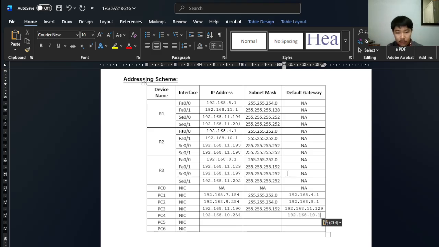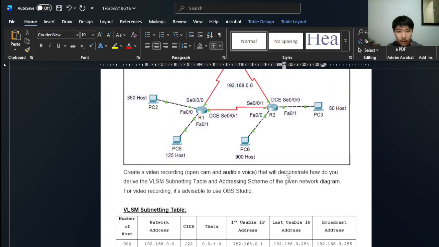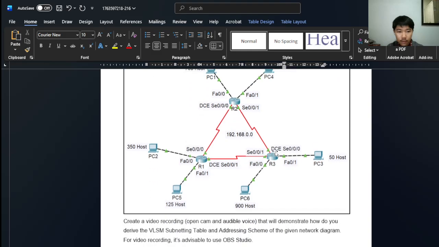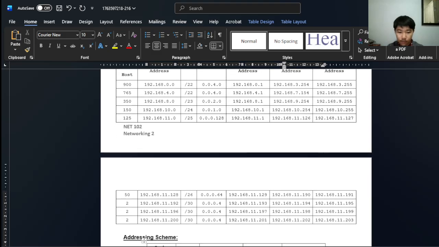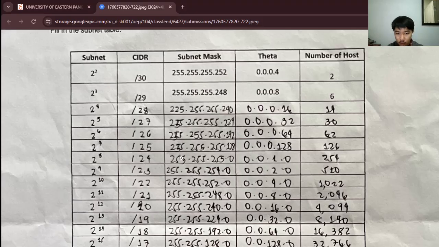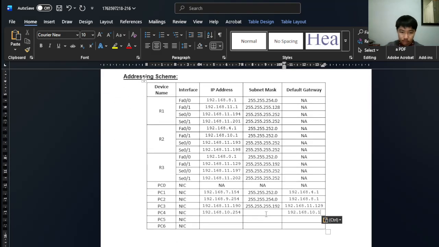For the subnet mask of the PC4, PC4 is 150 hosts, which is CIDR 24. CIDR 24 has a subnet mask of 255.255.255.0.